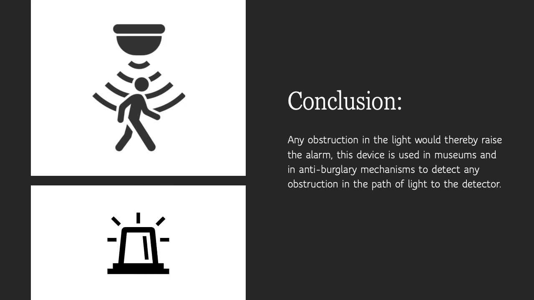Conclusion. Any obstruction in the light would thereby raise the alarm. And this device is used in museums and anti-burglary mechanisms to detect any obstruction in the path of the light.